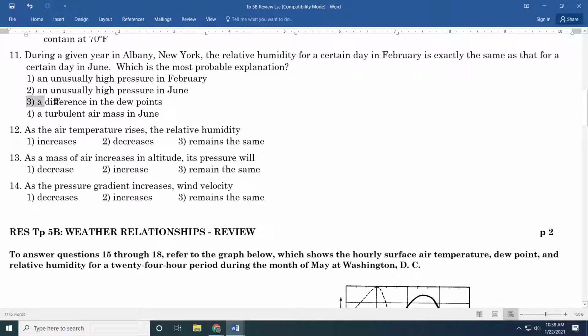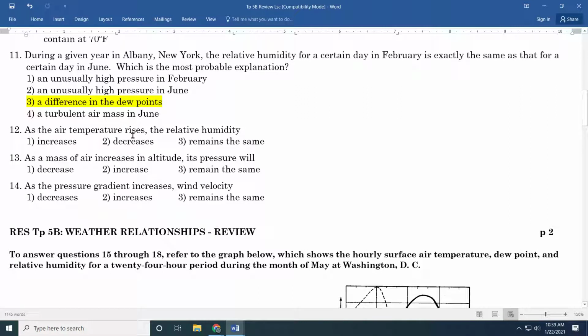All that means is, yes, the temperatures are different, but the dew points are different too. So different amounts of water in the air, but the percentage of fullness stays the same. The dew point in the wintertime might be 15 degrees. The dew point in June might be 55 degrees. But you could still work it out to have the same percentage of fullness.